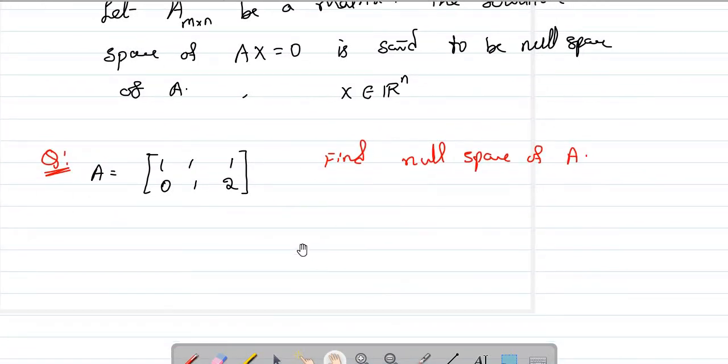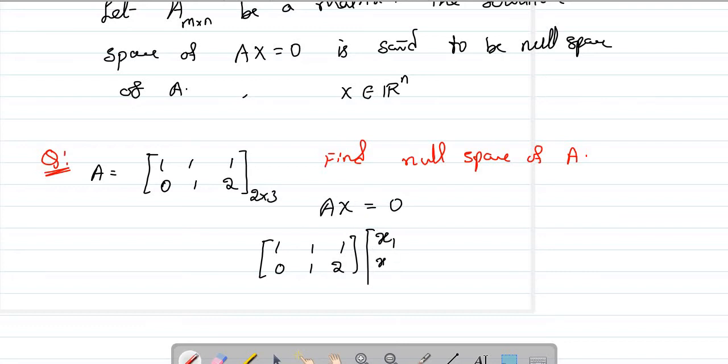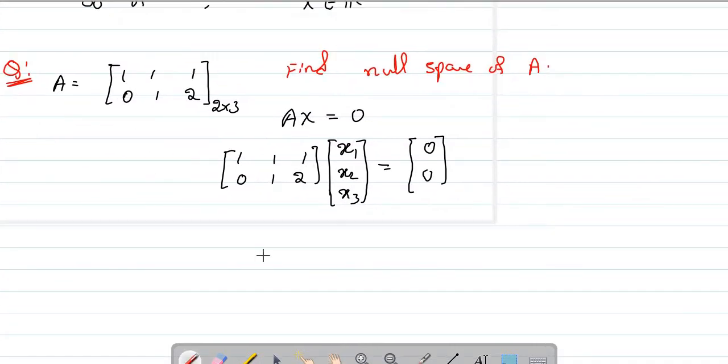Find the null space of A. We need to find the space. It's not the basis of null space of A. First let us find the null space, then we can talk about its basis. So what do you do? So we'll immediately calculate A times x equal to 0. This is what, right? So that's what [1, 1, 1; 0, 1, 2] multiplied with what must be the size of x. This is a 2 by 3 matrix. So it should be from R3. So let me take it as x1, x2 and x3. And this should give me 0, 0. Right?